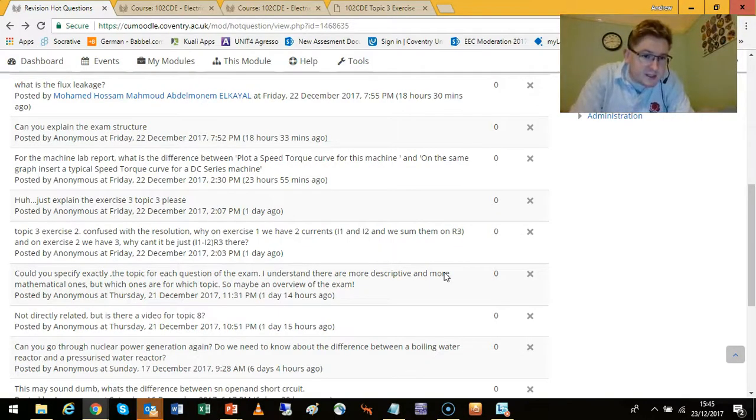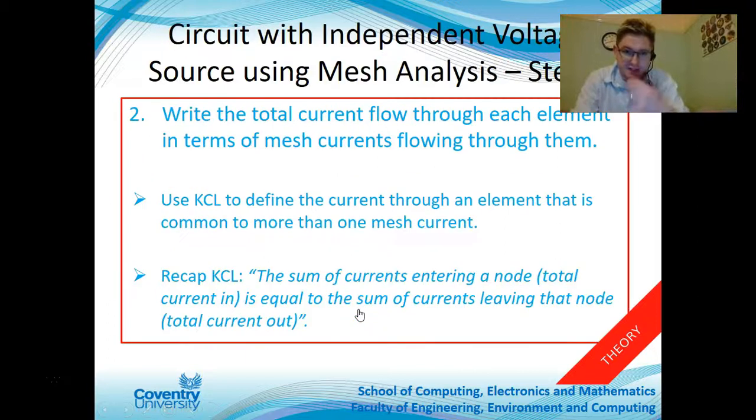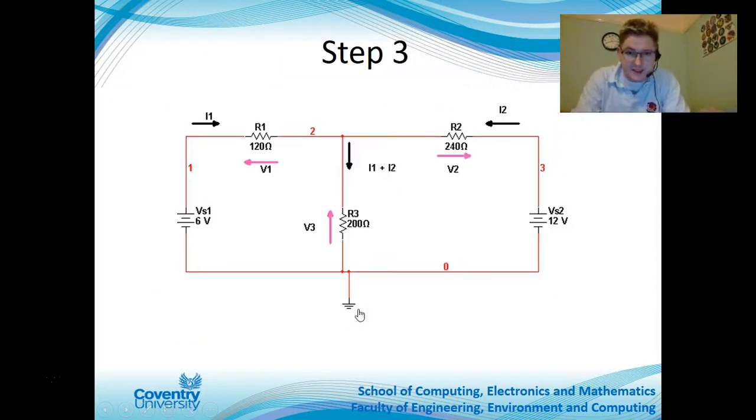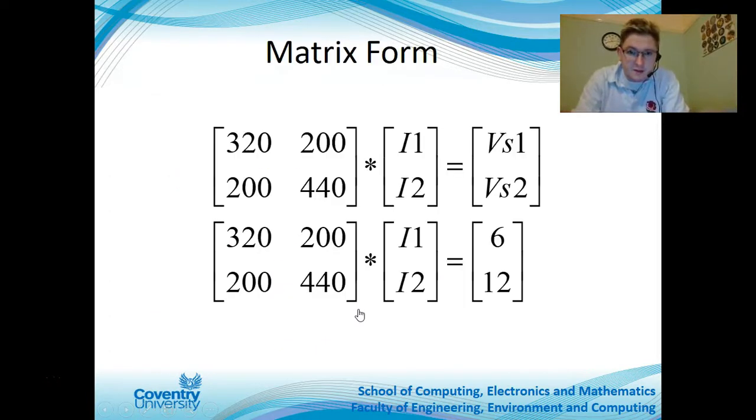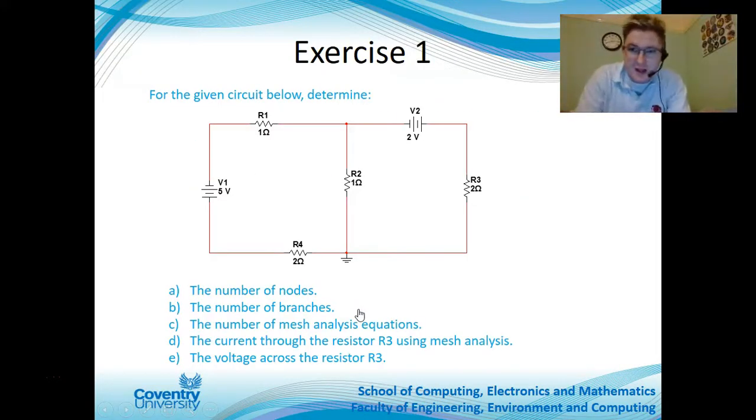The next one is, can I explain exercise 3, topic 3? Now I've looked through the lecture notes and I can't actually find an exercise 3 in topic 3. So you can see if I quickly go through these lecture slides, there's an example 1, a matrix form, an example of a current source, an exercise 1 and exercise 2. So there isn't actually an exercise 3, so there's not much more I can do with that one, unfortunately. So apologies about that. If you want to email me, whoever that was, I'll try and clarify the situation for you.